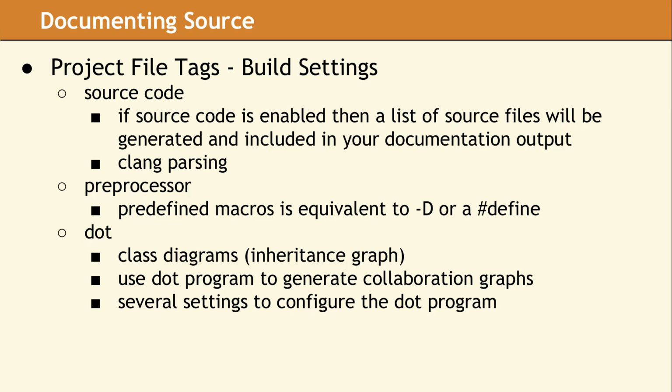The preprocessing macros are very helpful when you have platform-specific code and want to ensure all of it is documented. You simply add the #define name which was used in your code to the predefined macro tag and optionally set a value. If the built-in class diagrams are not sufficient, or you want more advanced graphs, you can configure DoxyPress to use the dot program.